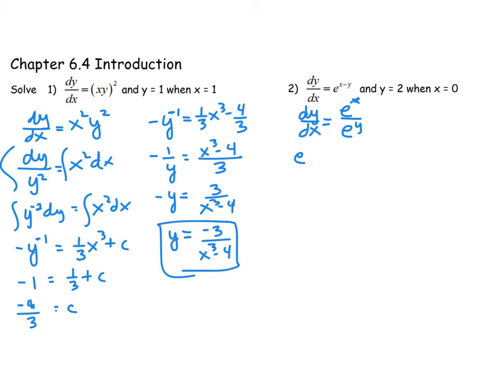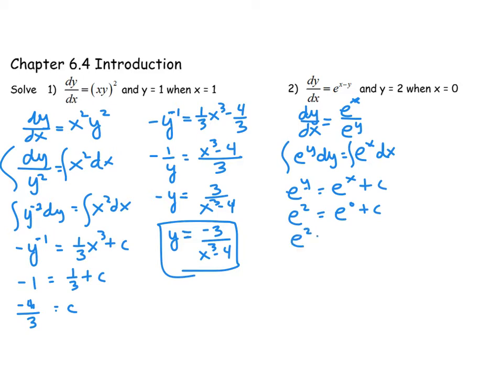And now we'll have e to the y dy equals e to the x dx. If we integrate both sides, it will simply be e to the y equals e to the x plus c. Our initial condition is when x is 0, y is 2, so it becomes e squared equals e to the 0 plus c, which is e squared equals 1 plus c, which means c equals e squared minus 1.